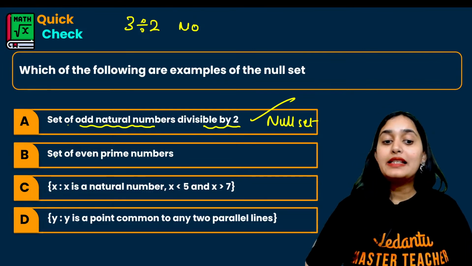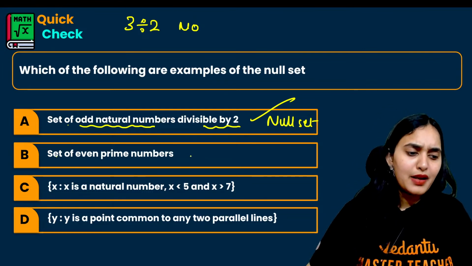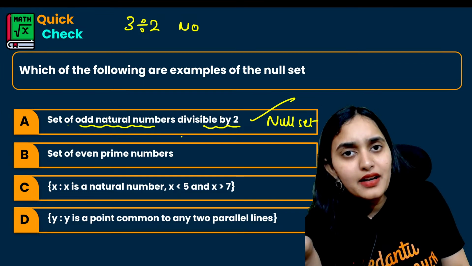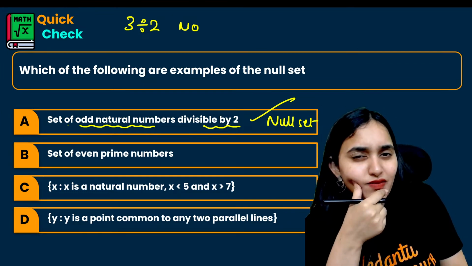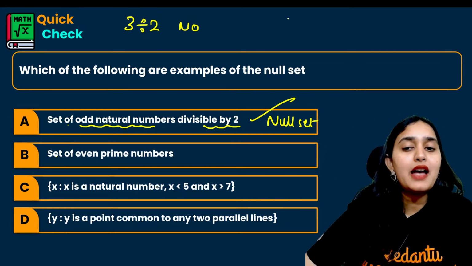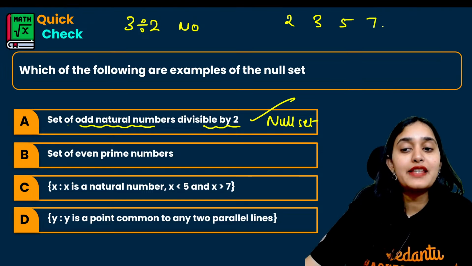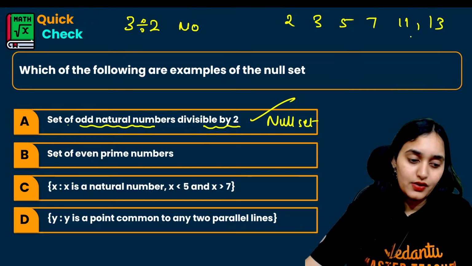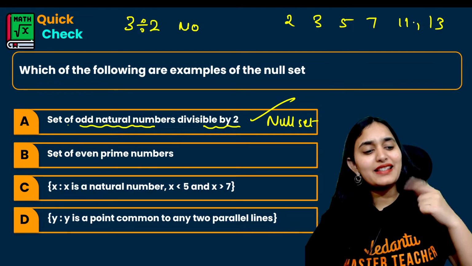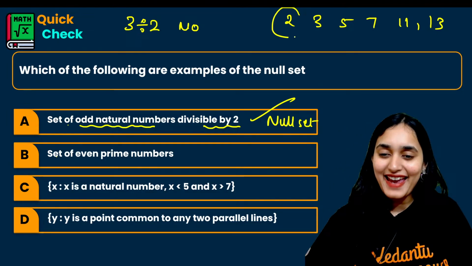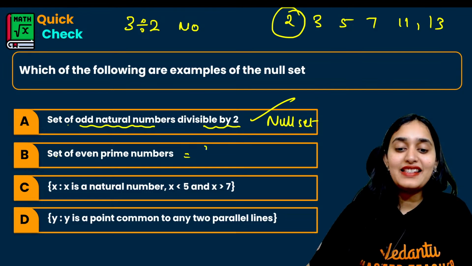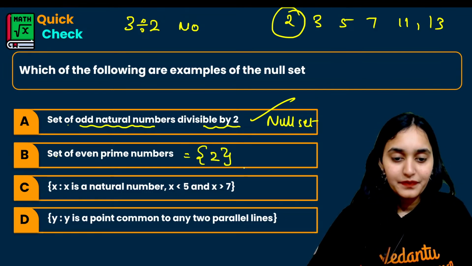Set of even prime numbers. Is there a prime number which is even? Prime numbers are 2, 3, 5, 7, 11, 13 and so on. Is there a prime number which is even? Yes. So this set basically contains 2. It's not a null set.